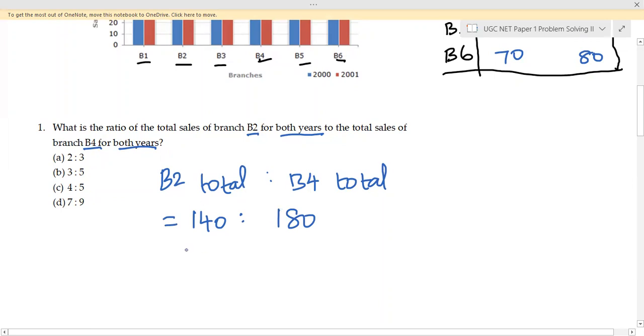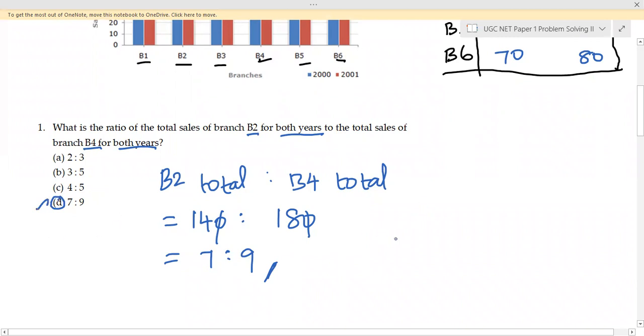Once on simplification, we can cut these two zeros, and we have the numbers 14 is to 18, and we can divide both numbers by 2. So 2 sevens are 14, and 2 nines are 18. So 7 is to 9. Further, we'll not be able to simplify, so this is the simplified form. So 7 is to 9 is the answer for our first question, and we have it in option D.